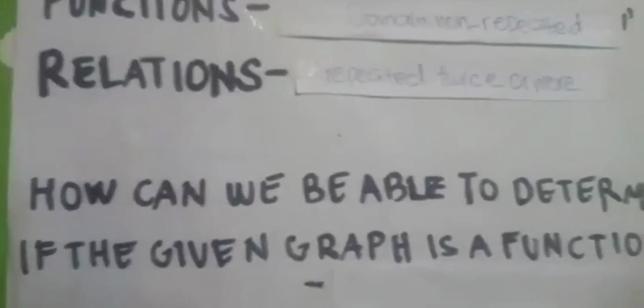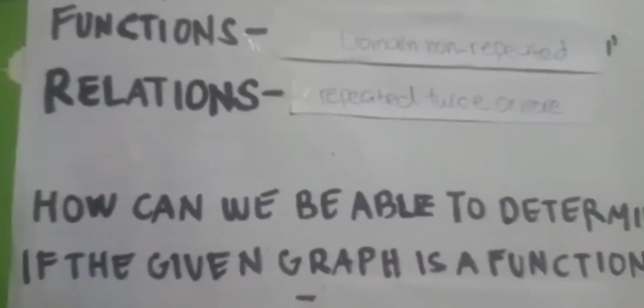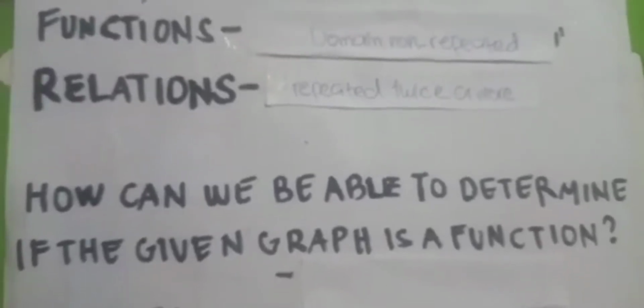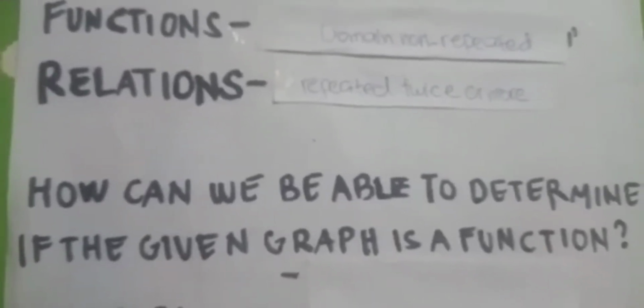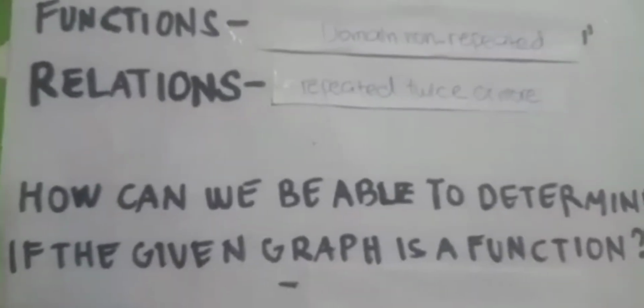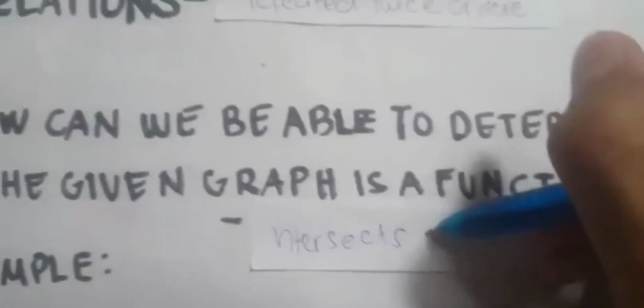So, let's go to the main topic. How can we determine if the given graph is a function? It is easy, guys. We can determine that it is a function if the vertical line intersects the graph once, and it is a relation if it intersects two or more times. Intersects once.